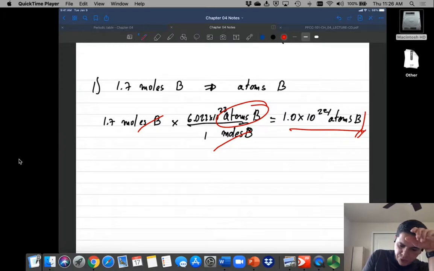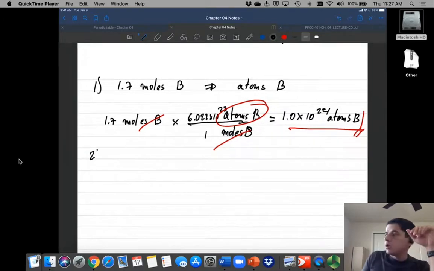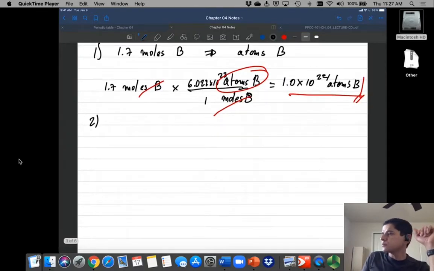And then we go for number 2. Number 2 says, find the mass in grams of 2.5 moles of sodium. And then we go ahead and we have the 2.5 moles of sodium.